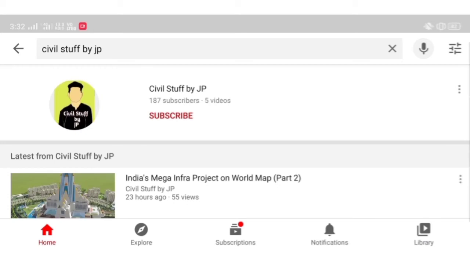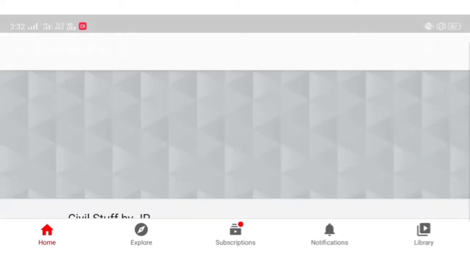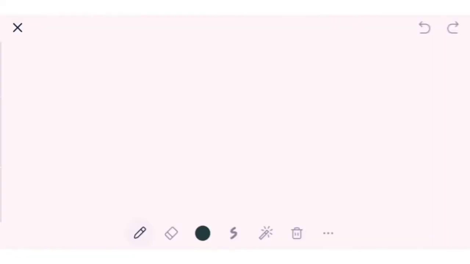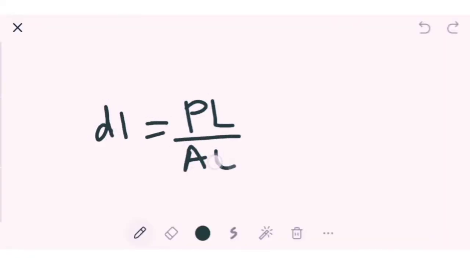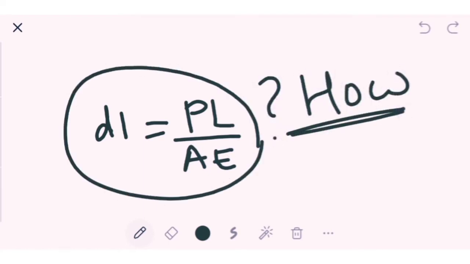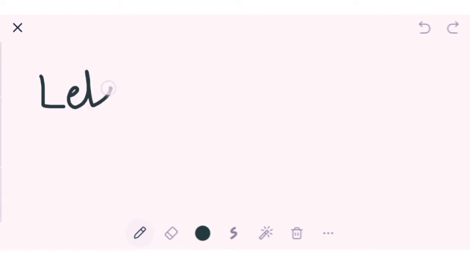So in our third video, we saw what deformation is, how it takes place, and how to calculate it. If you remember, we used one formula: delta L is equal to PL upon AE. So how is this formula derived? Let's see. And watch the video till the end.